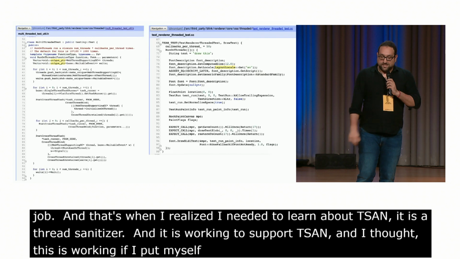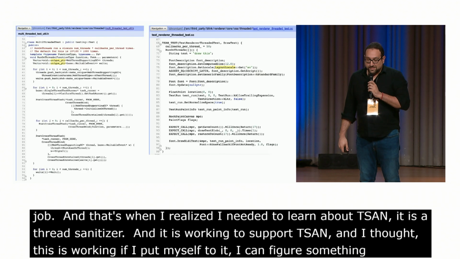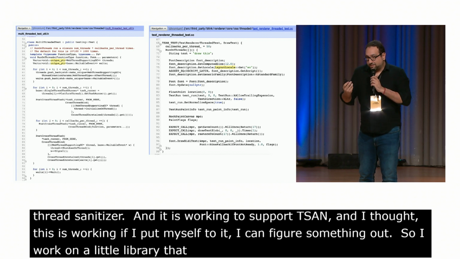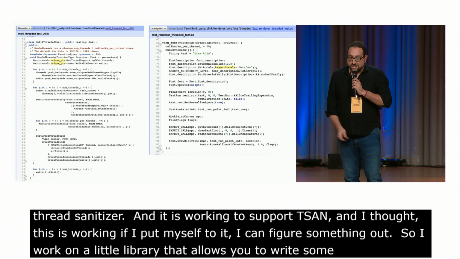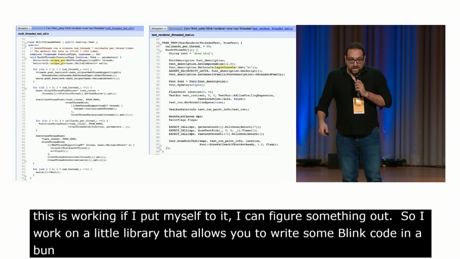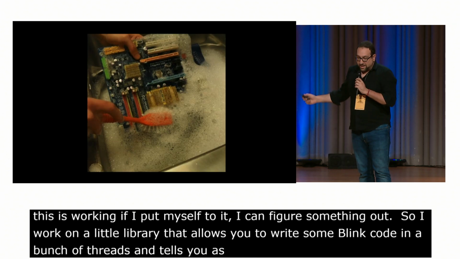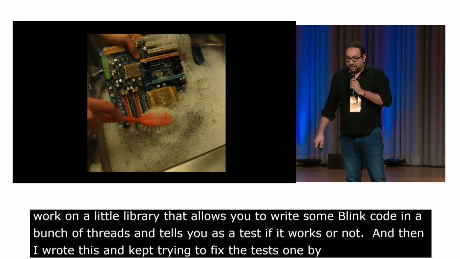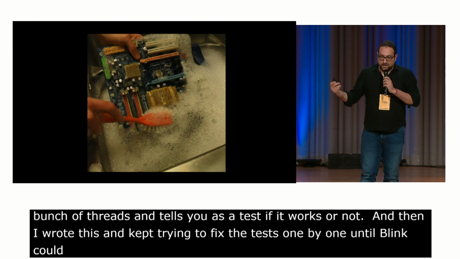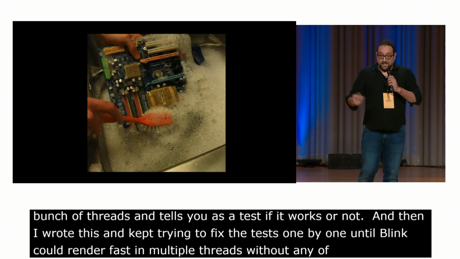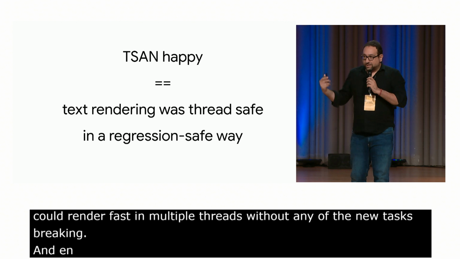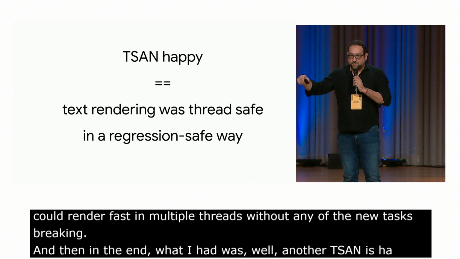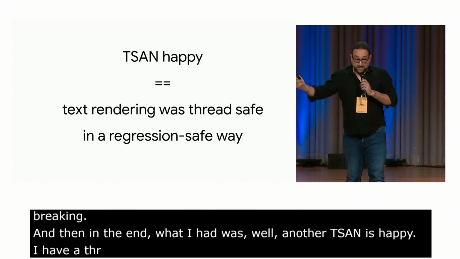So I worked on a little library that works with TSAN and allows you to write some Blink code, run it in a bunch of threads, and tell you as a test whether it works or not. Then I wrote tests and kept trying to fix them one by one until Blink could actually render text in multiple threads without any of those new tests breaking. In the end, now that TSAN is happy, not only do I know that I have thread-safe text rendering, but it's also regression-safe because the tests will break.